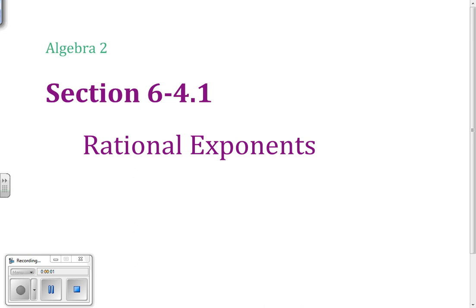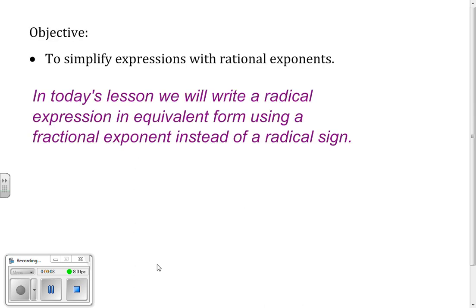4 of chapter 6 is all about rational exponents. The word rational implies fraction, and exponents are those numbers in the air. So you're going to have fractions in the air.